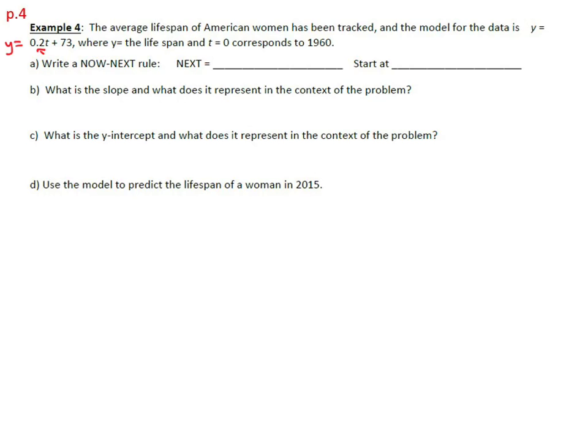Remember, our slope tells us what happens to the now. So we can say now plus, since it was positive, 2/10. And then at the very end, that plus 73, that's where we start, our y-intercept. So starting at 73. So we just said that our slope is 2/10. If we want to relate it to the context of the problem, our problem is talking about the average lifespan of American women, and that was starting in 1960. So we're looking at how the average lifespan of American women increases over those years. Well, if our slope is 2/10, then it's increasing by 2/10 of a year every year.